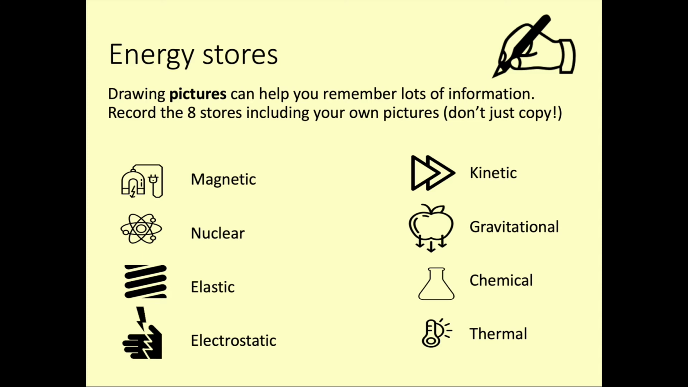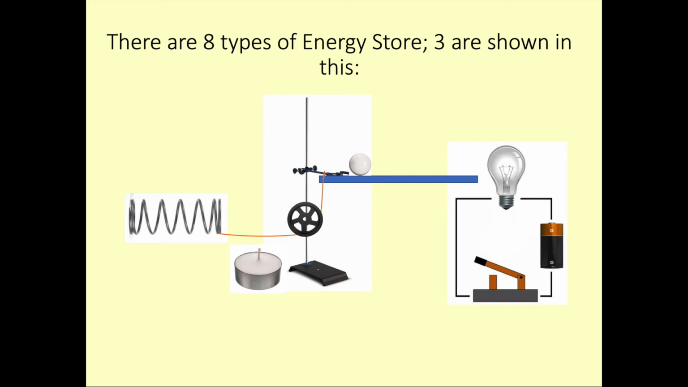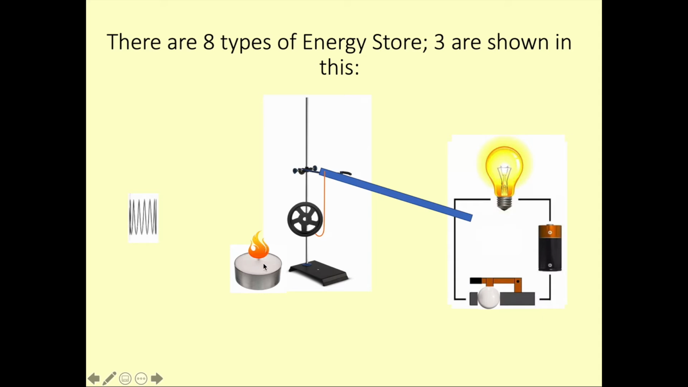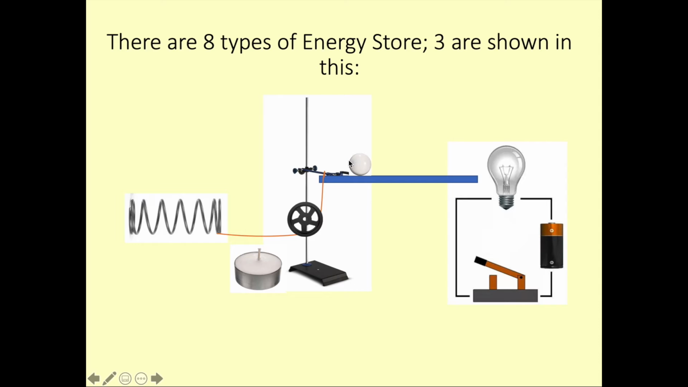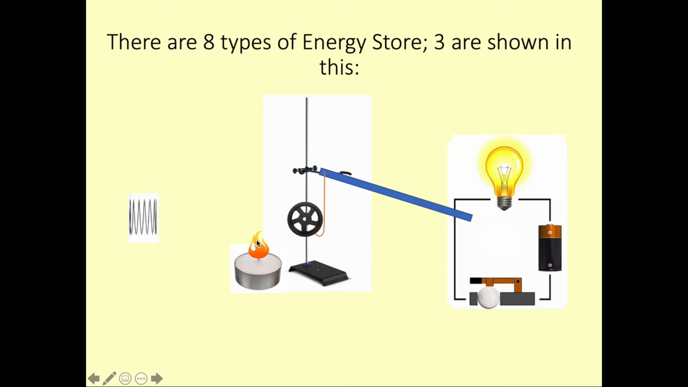If we jump back to our animation and we think about what steps were happening here, we have elastic potential with our spring being stretched. We have our thermal store of the candle. And we have this gravitational potential of the ball, which then falls down when the fire causes the string to break.